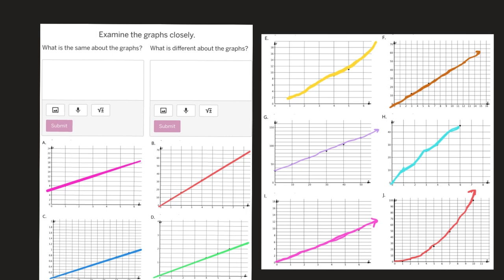Okay, some things I notice about the graphs that are the same: they all have points. A lot of them have ratios, but not all of them. They have points, and I would say they are all increasing. That's all I can think of. You might be able to think of more things. Some things that are different about the graphs: they are not all straight.